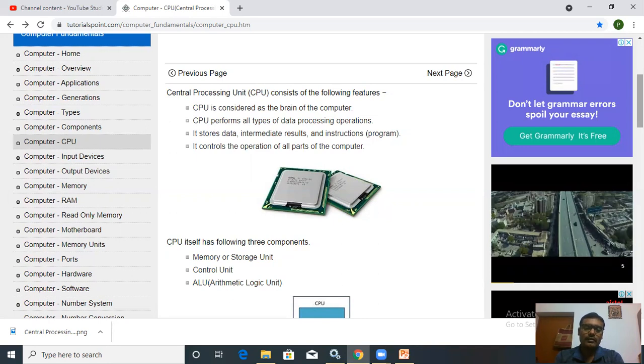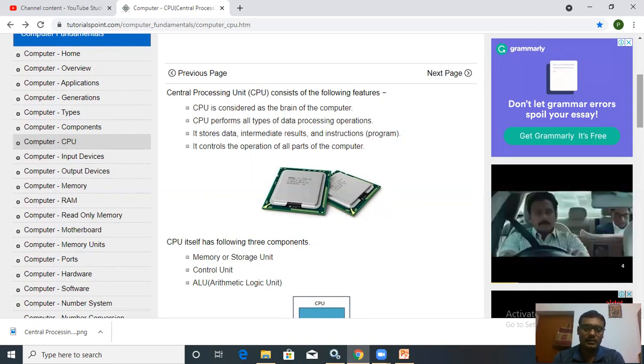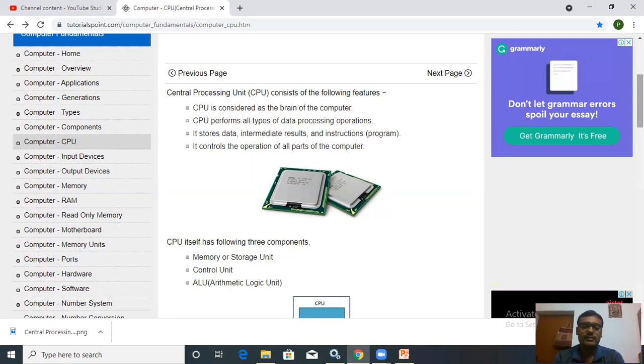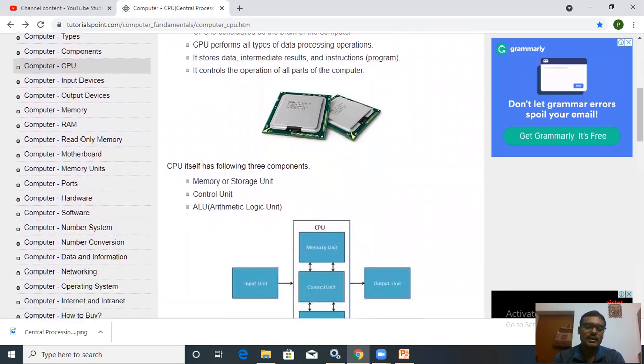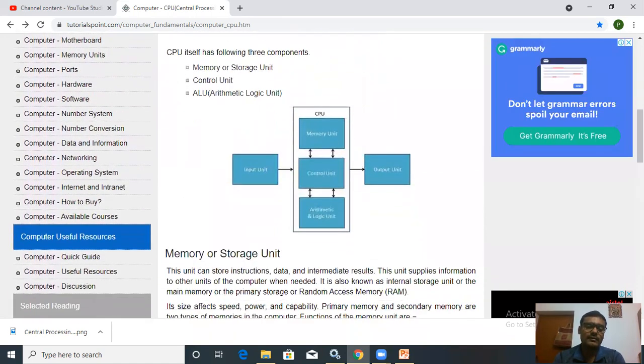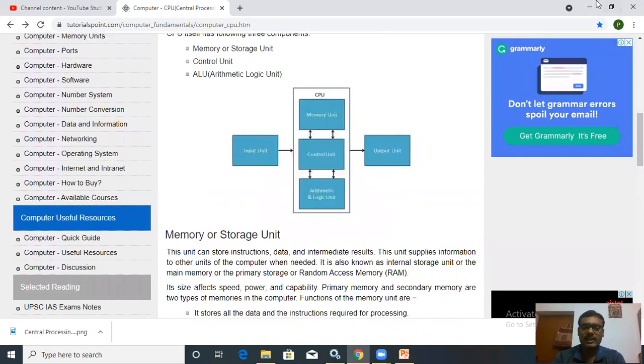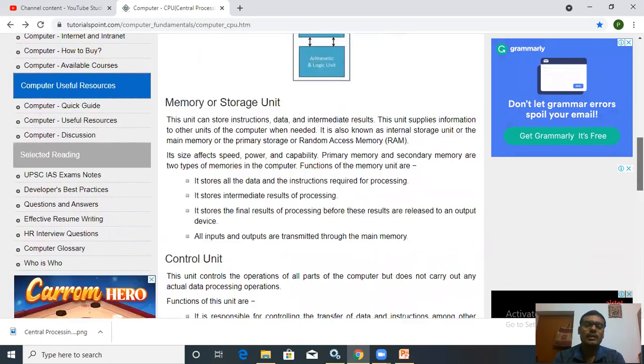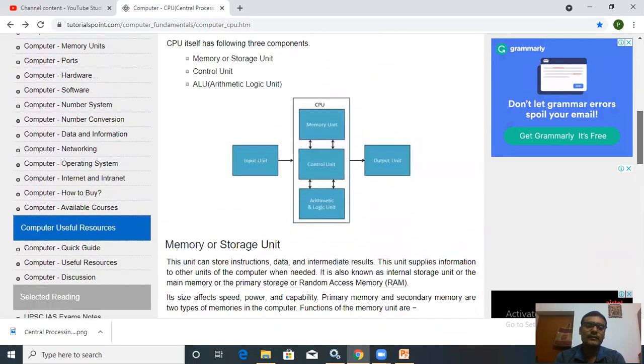Now, you know that the CPU itself has three components: MU, the memory unit or storage unit, control unit CU, and ALU, arithmetic and logic unit. I will also explain the working of the CPU. I will explain this diagram. First, have a look at all the units of the CPU, all the components of a CPU.